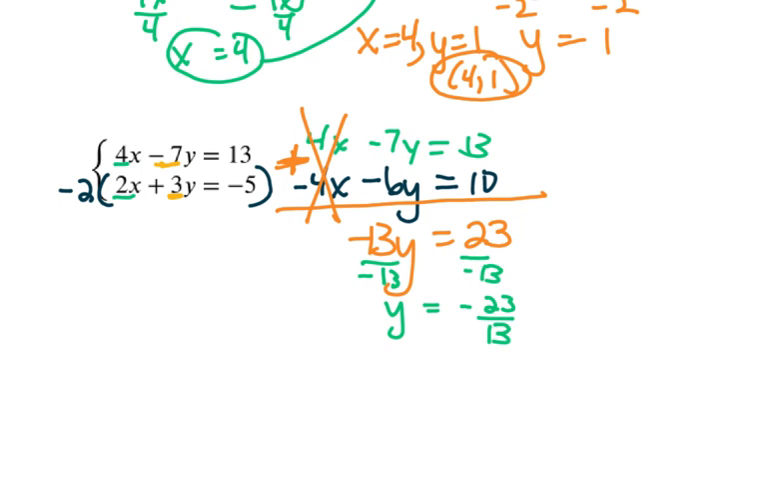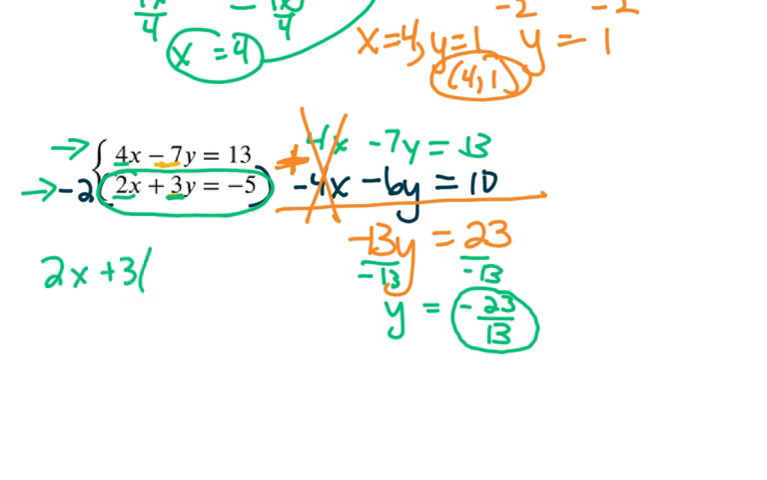Now we need to find the x. So to find x, we need to take our negative 23/13 and plug it into either one of these two equations. I'm going to choose the bottom one because I'd rather multiply by a 3 than by a 7. So if I'm solving that, I'm going to get 2x plus 3 times negative 23 divided by 13, our y, equals negative 5. 2x minus 69 over 13 equals negative 5.